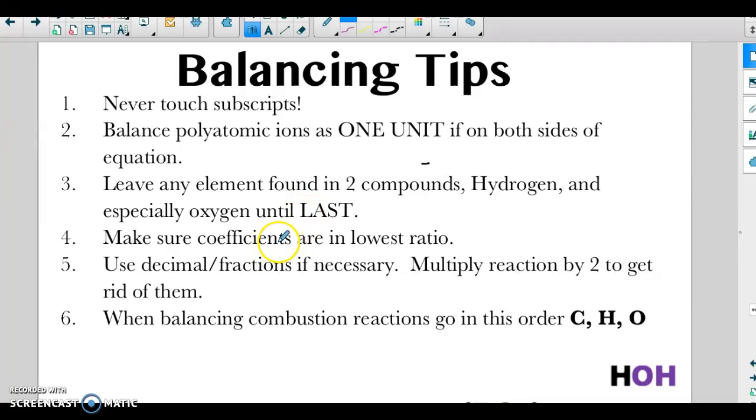Make sure all your coefficients are in the lowest ratio. You can use fractions like 1/2 if you want. And then you can multiply the reaction by 2 to kind of get rid of that. In balancing combustion reactions, I like to tell people to go in this order, and I always say CHO. So we want to balance the carbon, the hydrogen, and then the oxygen. So let me show you what I'm talking about.